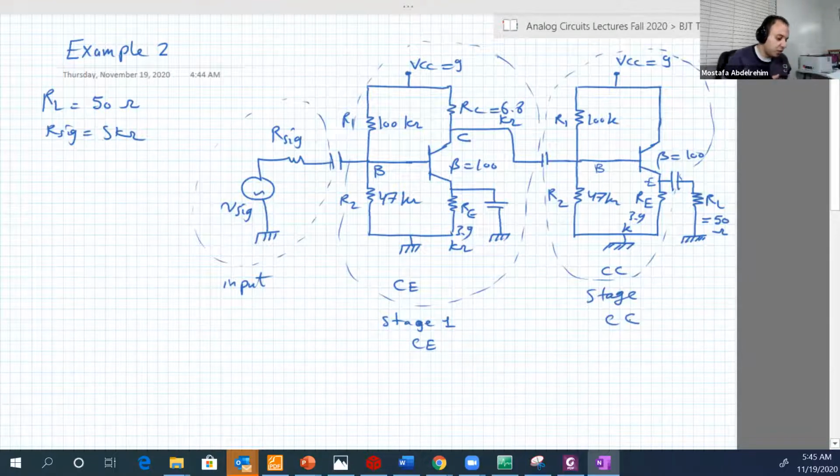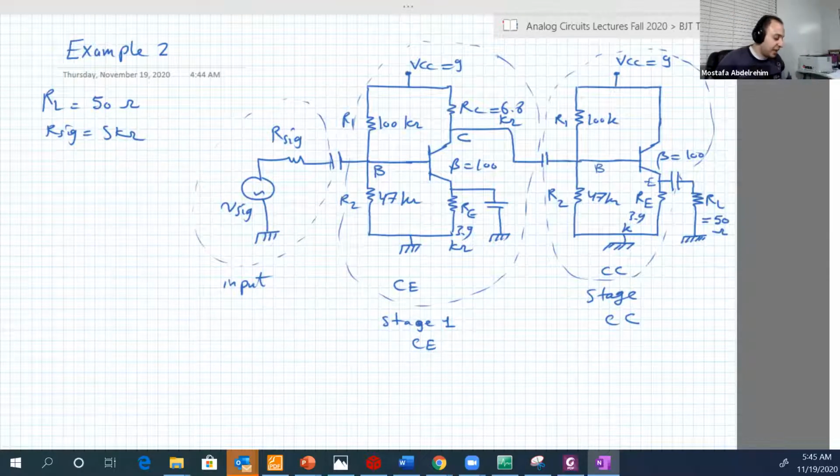Then you have the output. And basically, as you see here, our load is very small. It's 50 ohms. And you know, common emitter has very high output resistance, RC, which is in that case 6.8 kilo ohms. So it's much, much higher than the RL. So if we just connect RL to the common emitter stage, we will not see any amplification, as we will see later. That's why we put this common collector in between.